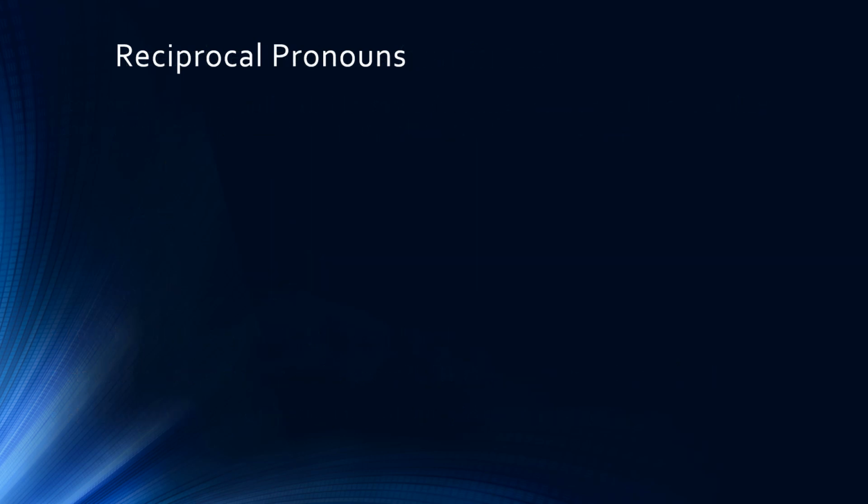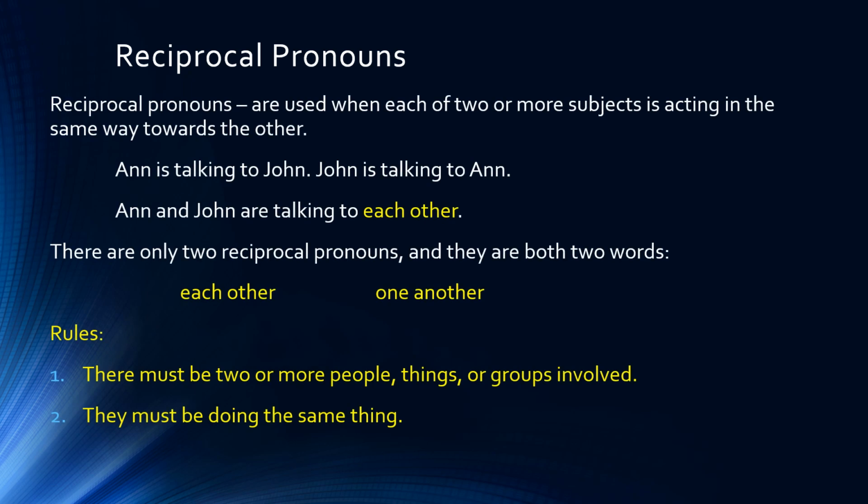Let's give our attention now to reciprocal pronouns. Reciprocal pronouns are used when each of two or more subjects is acting in the same way towards the other. Now, look down at the bottom of the screen before we look at the examples. There are rules that have to be followed with reciprocal pronouns. Rule number one, there must be two or more people, things, or groups involved. And rule number two, they must be doing the same thing.